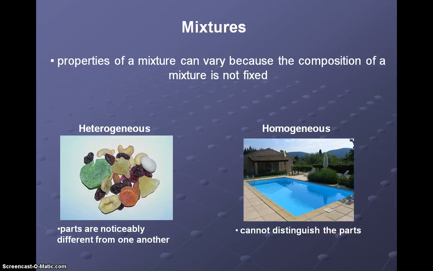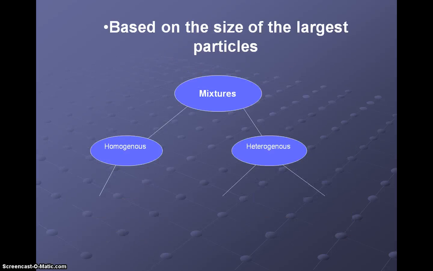So in a heterogeneous mixture, you can visually distinguish the parts. So if we look at trail mix, you can see the fruit and the M&Ms and the nuts and whatever in that mix. Okay, so you can visually distinguish the parts. In a homogeneous mixture, you can't distinguish the parts. So in pool water, we know that there's chlorine dissolved in there, there's bacteria in there, there's dirt. I mean, there's all sorts of different things that are dissolved in pool water. But when you look at it, you can't visually distinguish each of those parts.